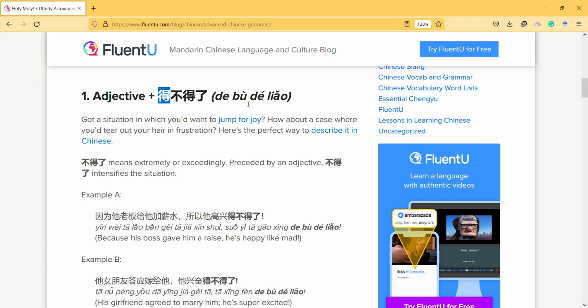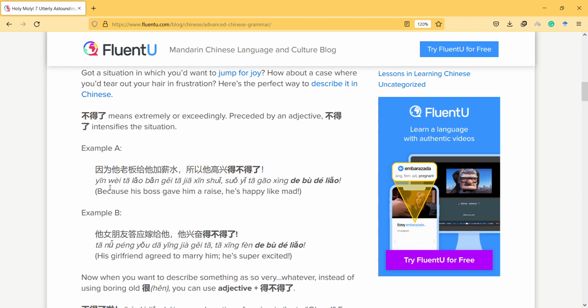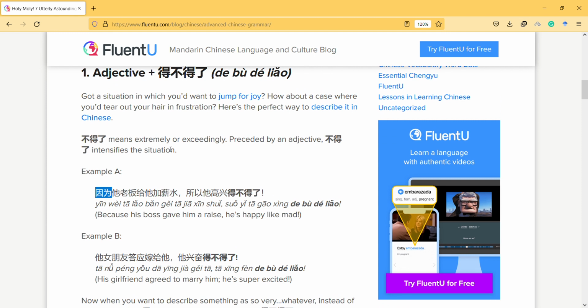得不得了, 什么意思? You can directly look at the sentence. It means very, extremely, or exceedingly. Let's look at the example.